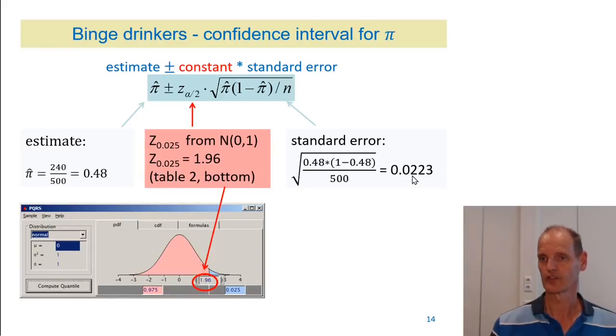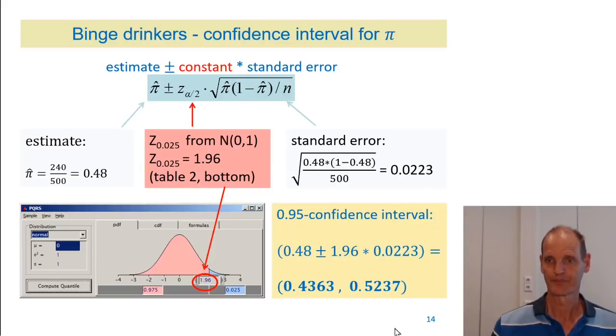Roughly speaking, the error margin will be 0.022 times 2. Well, it's not exactly 2, but 1.96. So the confidence interval has limits 0.48 plus minus 1.96 times 0.022, and that gives limits of 0.43 to 0.52. So we're 95% confident that the true proportion of binge drinkers at that university is between these two values. And as I said before, quite shocking.